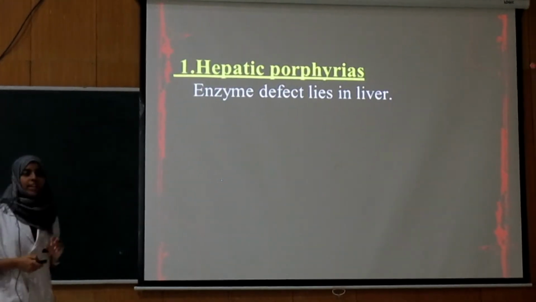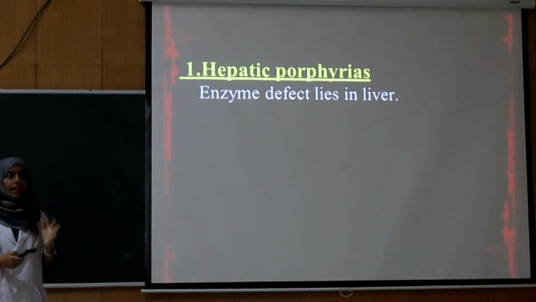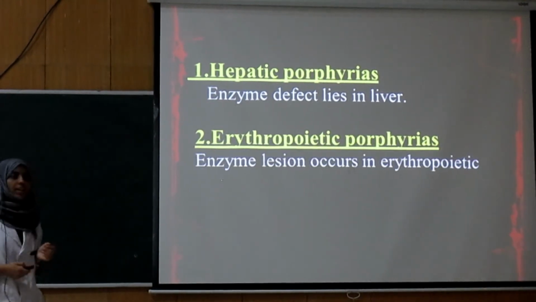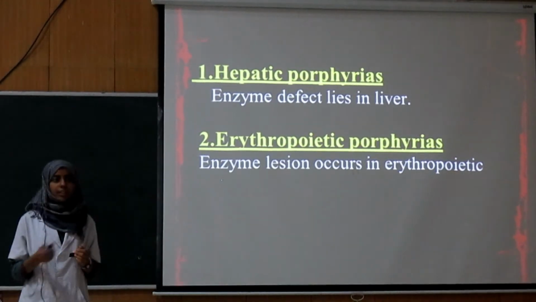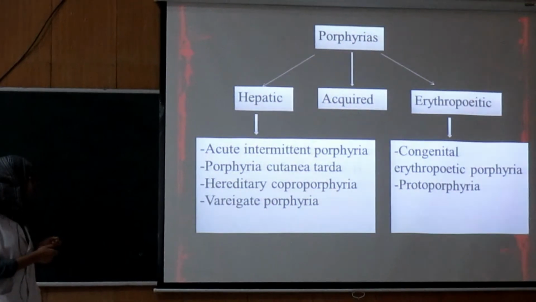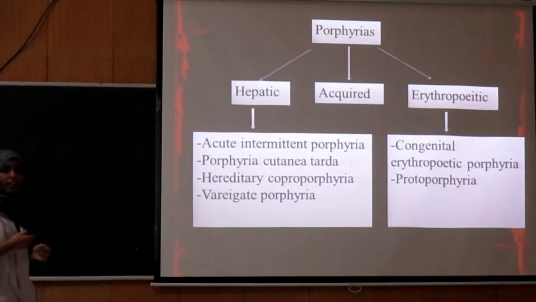As the name itself indicates, hepatic means liver, so the enzyme defect is going to occur in the liver, and that is why it is called hepatic porphyria. Next is erythropoietic porphyria. Here, the enzyme defect occurs in erythropoietic tissues like bone marrow cells. This is the broad classification: 3 types, hepatic, acquired, and erythropoietic. First I'll be dealing with hepatic.